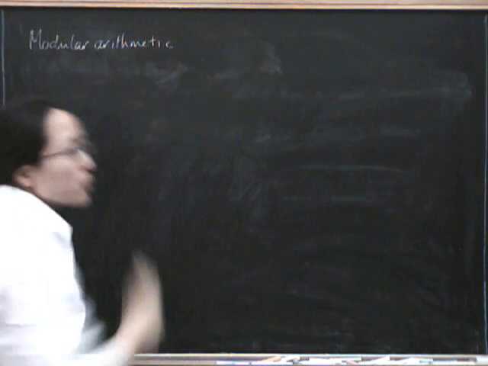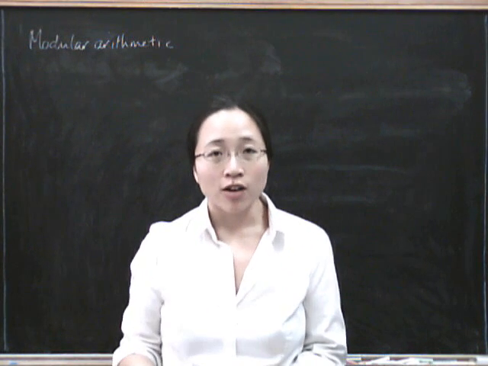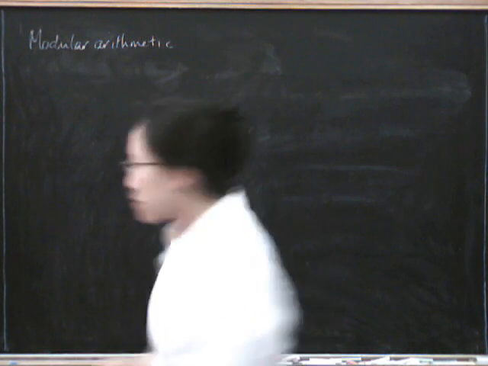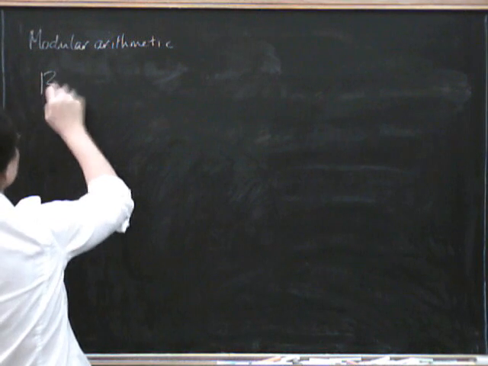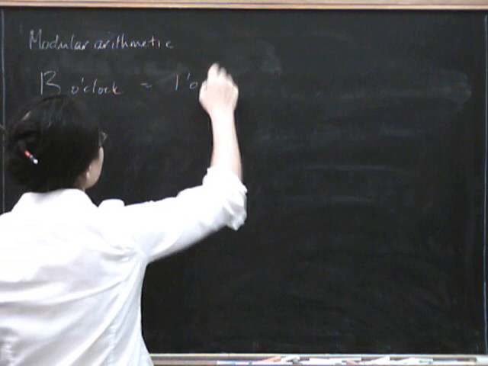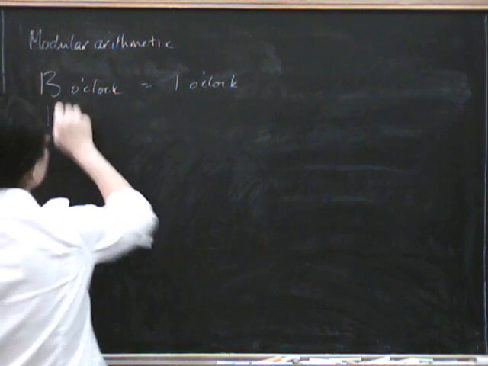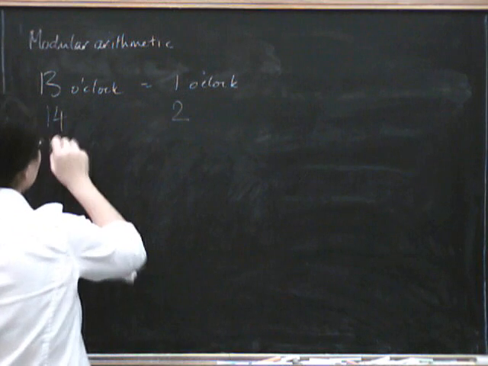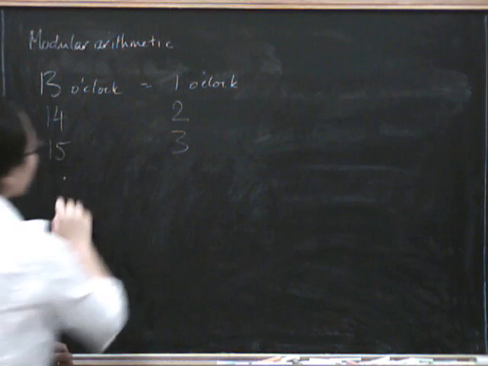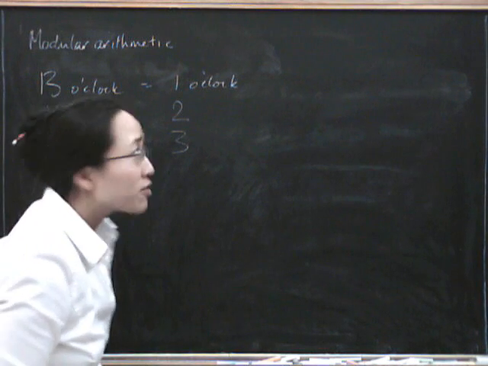Arithmetic. You all know that if you use the 24-hour clock, 13 o'clock is the same as 1 o'clock. So 13 o'clock equals 1 o'clock. And 14 is the same as 2, and 15 is the same as 3, and so on. And the reason is that 14 and 2 are 12 apart.